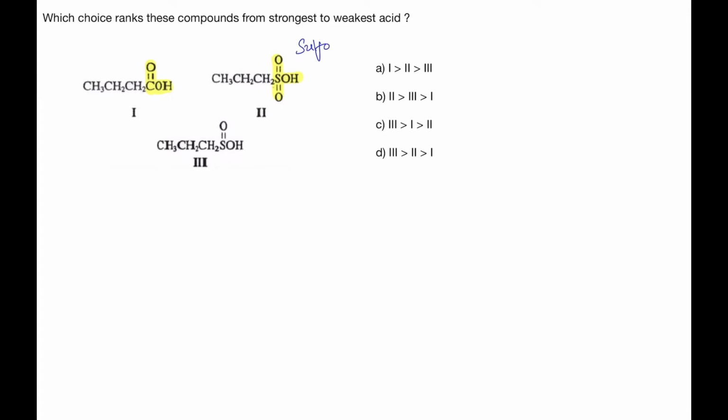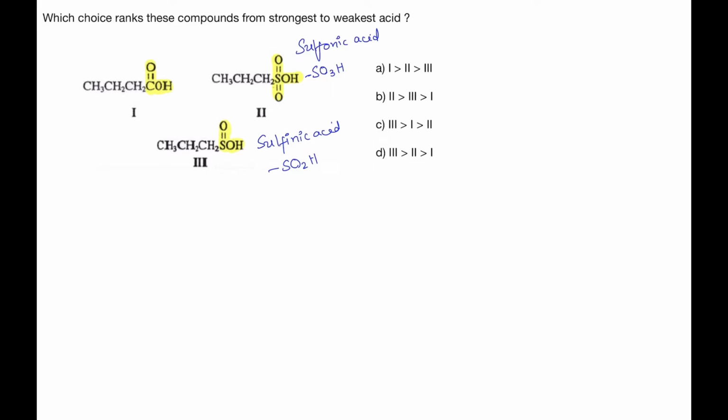Sulfonic acid, and it has the functional group SO3H. And this one right here is sulfinic acid. Sulfinic acid, 1 oxygen lesser than the sulfonic acid, and it has SO2H as the functional group. Now between these 3, we need to find out which one of those acids is going to be strongest, and then from there, we are going to move on to the weakest acid.